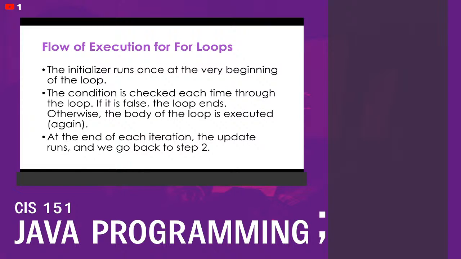Flow of execution here is going to be almost exactly the same. The initializer is going to run once at the very beginning of the loop. The condition is going to be checked each time through the loop. If it's false, the loop ends. If it's true, it jumps back up to the top of that for loop and keeps going. And at the end of each iteration, we're just going back to check the condition again. Right? It's essentially exactly the same.